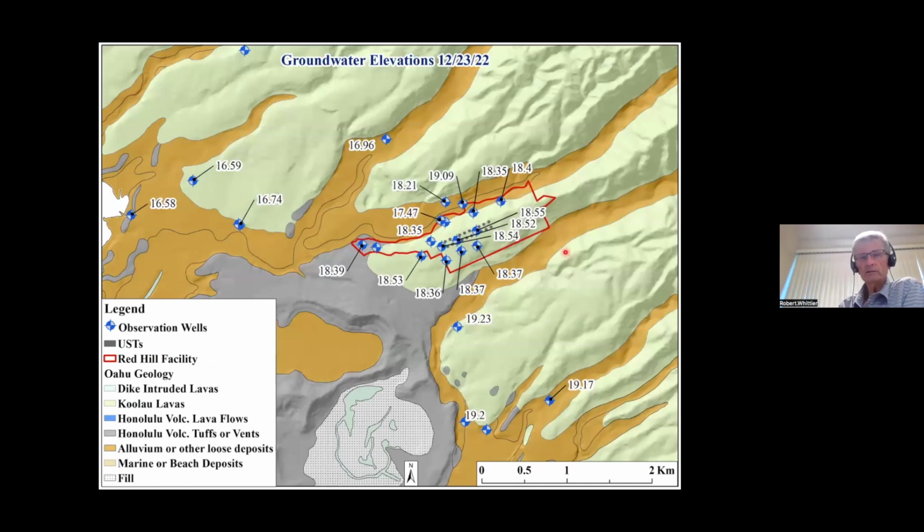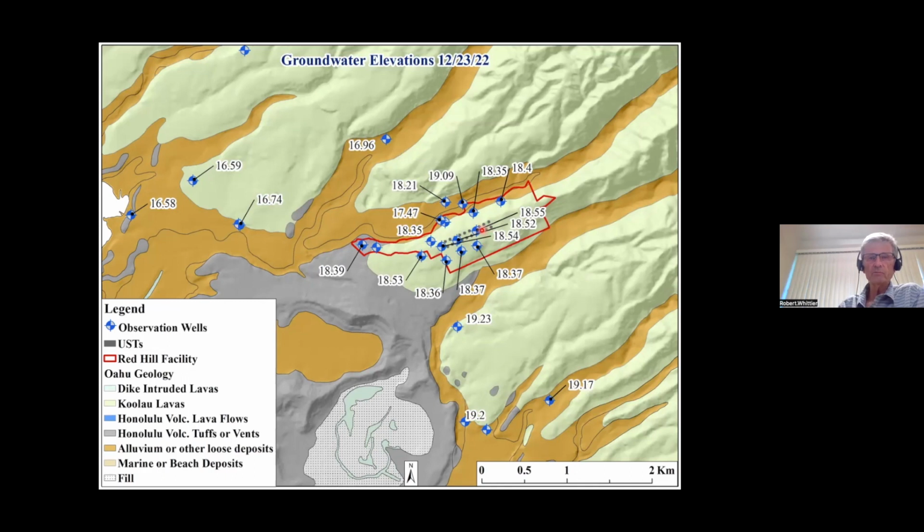If we look at groundwater elevations within the facility itself, and this was groundwater elevations taken on December 23rd, and I have the year wrong, that'd be 2021, we see that during a period when the Red Hill shaft has shut off, as was done following the November 20th release, we have almost no groundwater gradient potential going down the axis of the Red Hill Ridge.